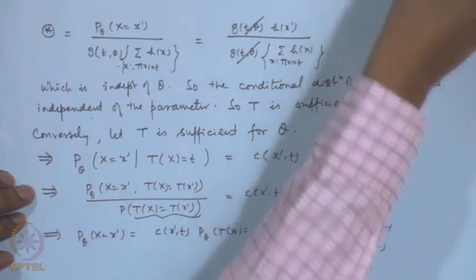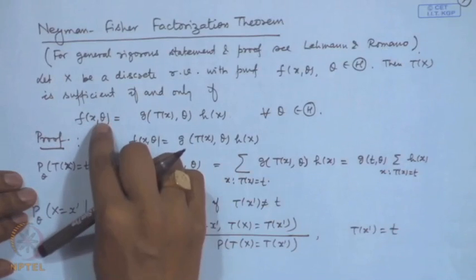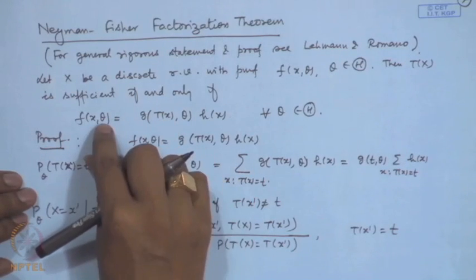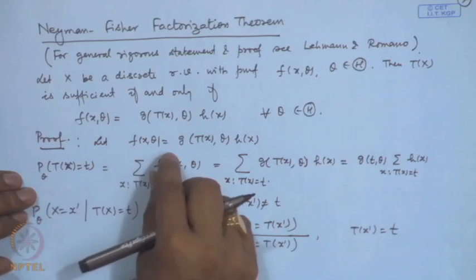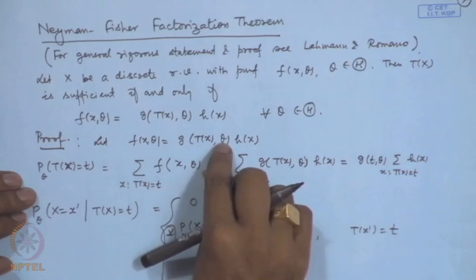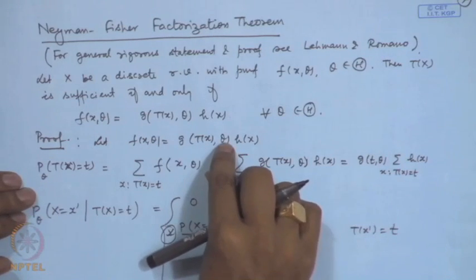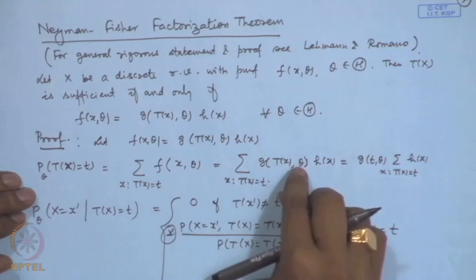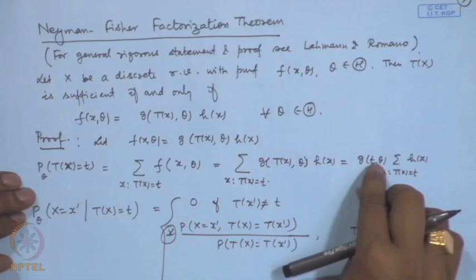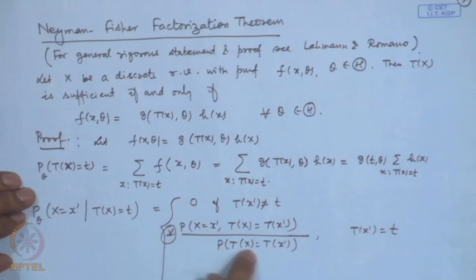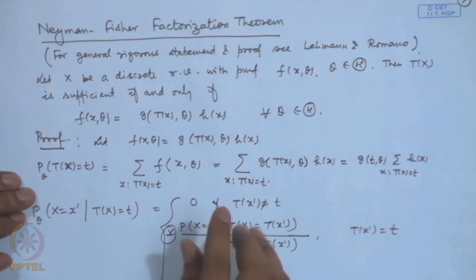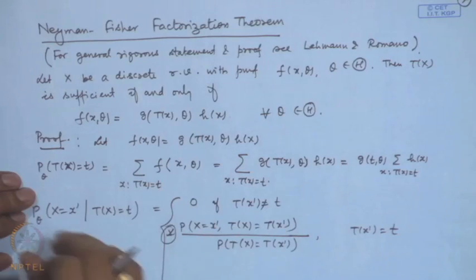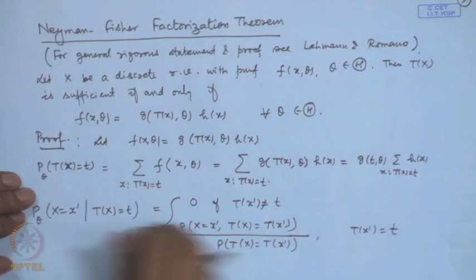Another point which I would like to mention here, I have taken theta to be a scalar, but suppose theta is a vector here, then what will be the change? If we make this assumption, this theta will become a vector, here also theta will become a vector. So, there is no change in the argument here. That means, if the factorization holds, T will be sufficient.